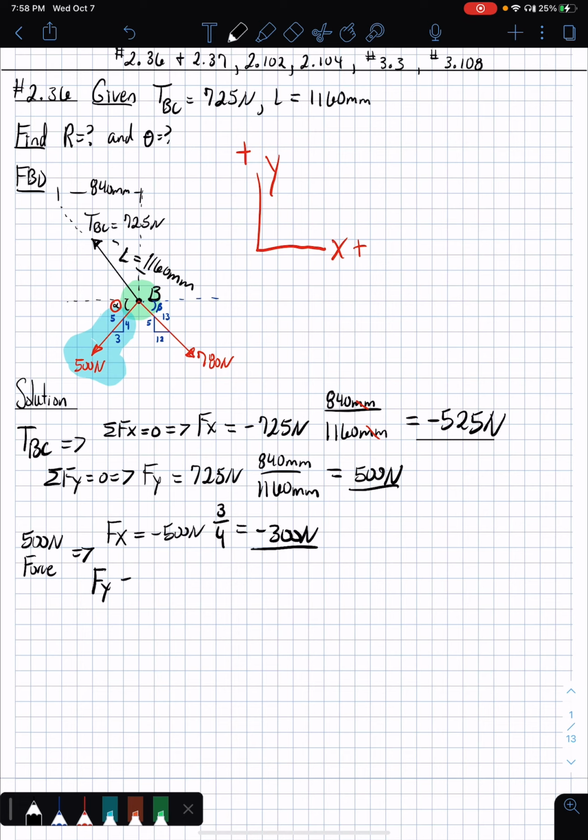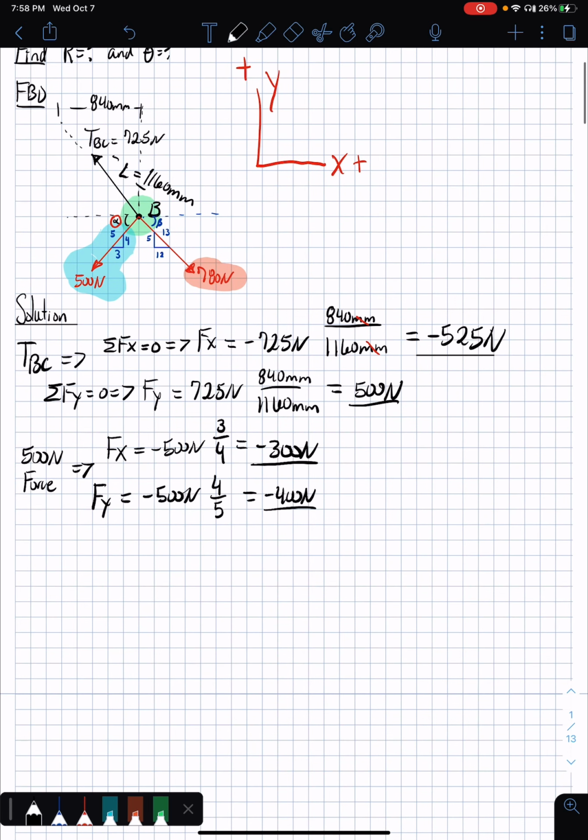Do the same thing for the y. It is also negative 500 newtons. This one is now 4 over 5, which will be opposite over tangent. So the other one was adjacent over tangent. So that was actually cosine. I'm sorry. This will come out to negative 400 newtons. So now that one's done. All we have remaining is the 780 newtons. Go ahead and we'll finish that one out.